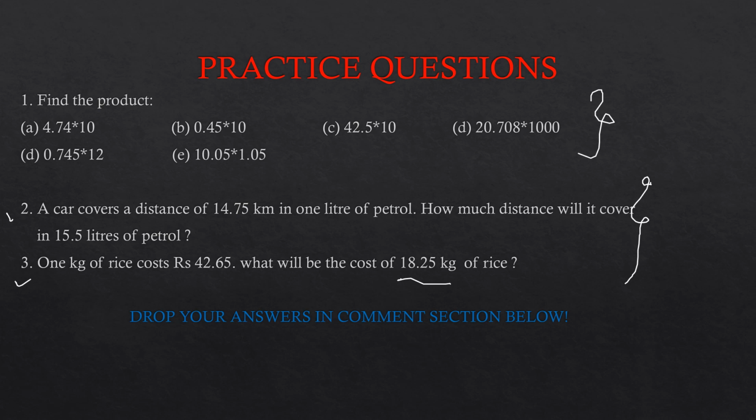Here also you have to just multiply both of them. Why? Because if you are given the cost of one thing and you have to find the cost for a dozen or many, we just use multiplication. And if we are given the cost of many and we have to find the cost for one, in that case we use division. We will see that later on in the next video.